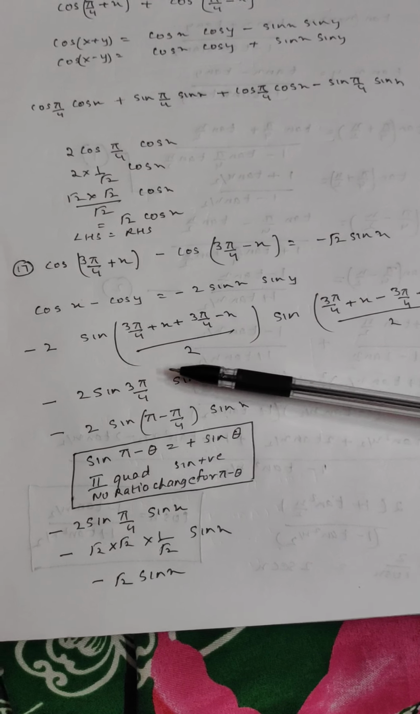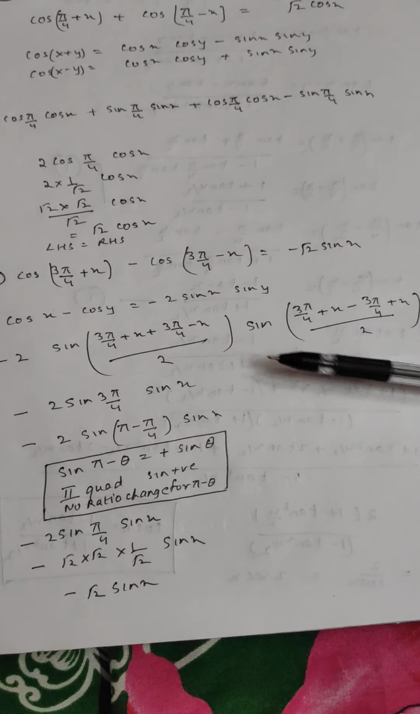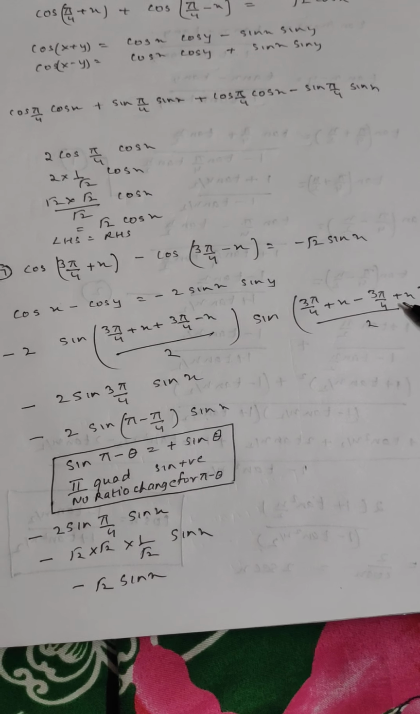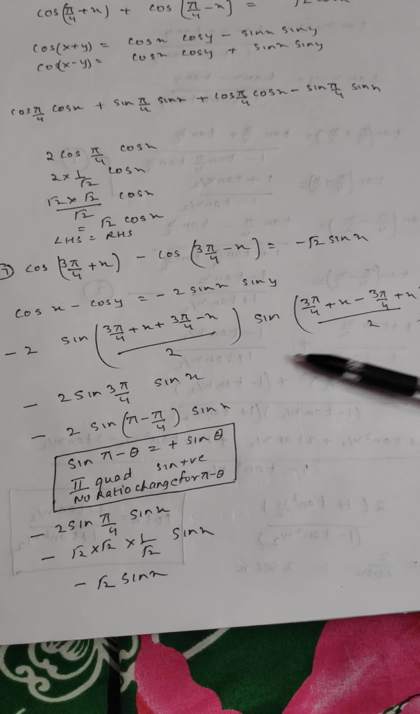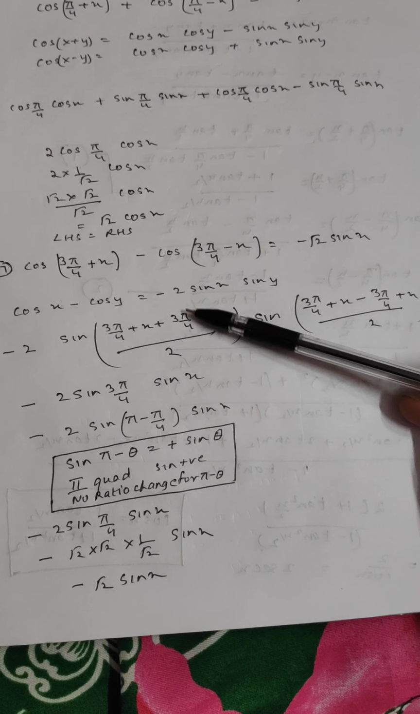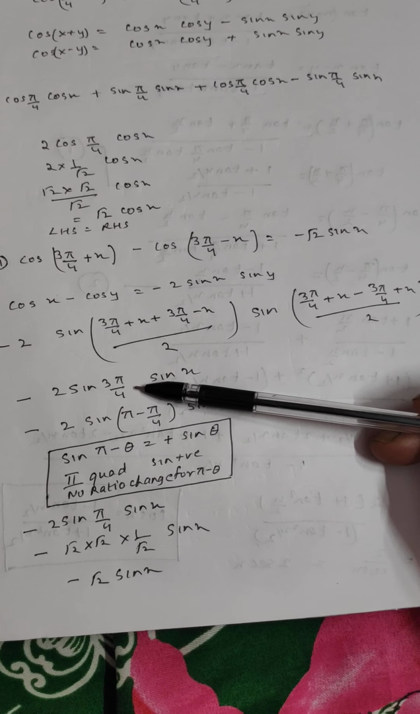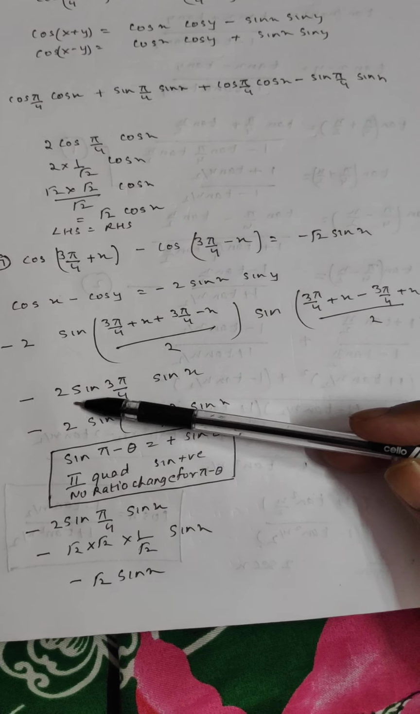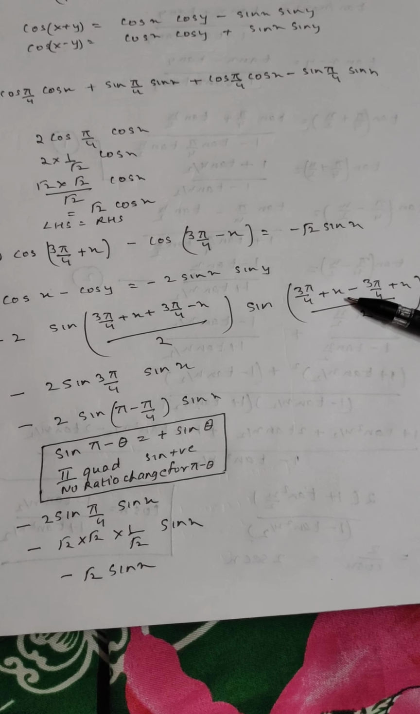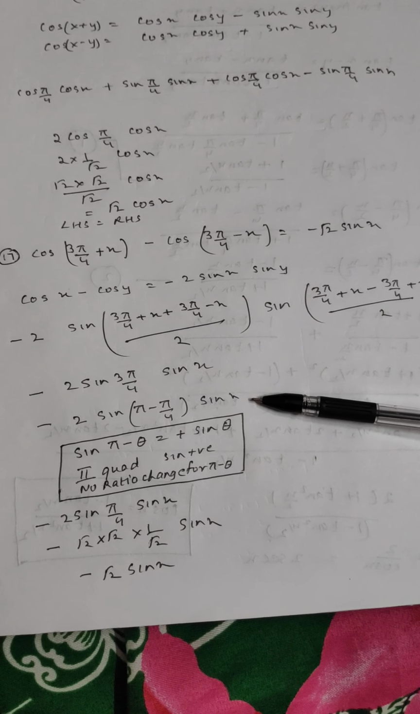So what do we get? Minus 2 sin, add them first and divide by 2, then subtract them and divide by 2. The sign changes: minus 3π/4 and minus becomes plus. You can see that x and x get cancelled out. 3π/4 plus 3π/4 is double of 3π/4, divided by 2, which will remain sin 3π/4 with minus 2. And over here 3π/4 and 3π/4 cancel out. x and x becomes 2x, divided by 2 it becomes sin x.